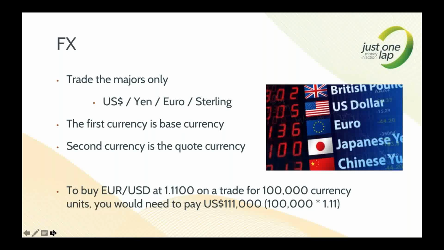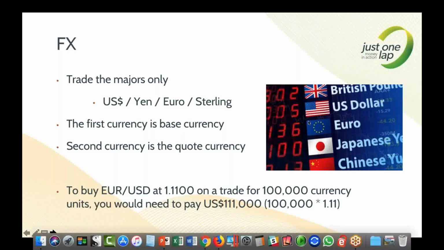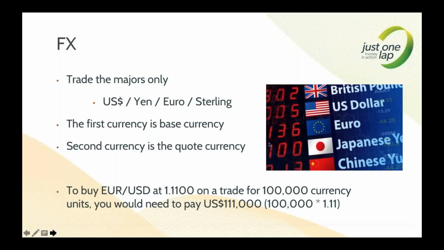Your first currency is the base currency, the second currency is the quote currency. So if you're looking at Euro USD, which is Euro dollar, of course, and the price is 1.1100, trade on 100,000 currency units, because a contract is 100,000, you would need to pay 111,000 US dollars for that contract. Now, again, remember that we're actually trading margin here, so you don't pay the full 111,000, but that is the value of the contract.